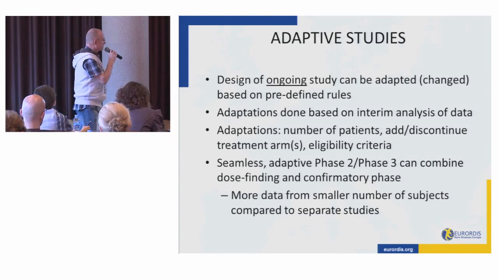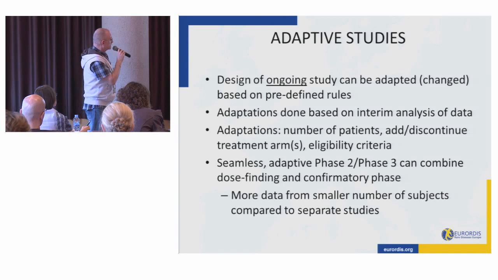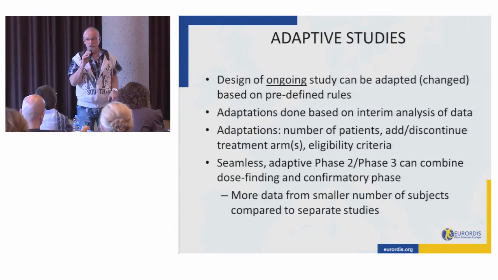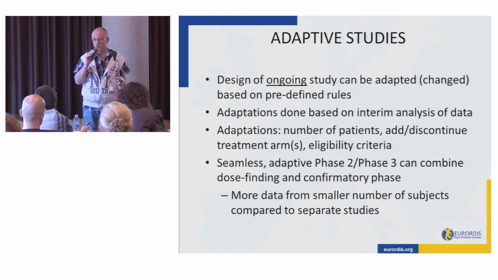You can also do what we call seamless adaptive studies. Well, seamless means that in the typical, conventional case, you do your phase 2 study. You have a period of not doing any trials. You have a white space between phase 2 and phase 3, you analyze your phase 2 data before you begin your phase 3.